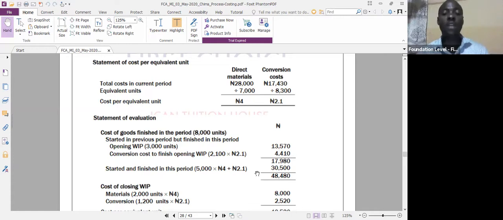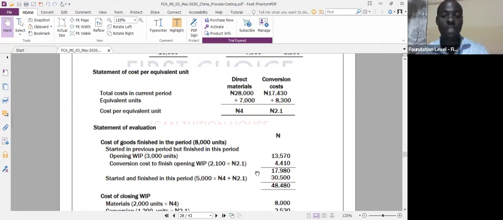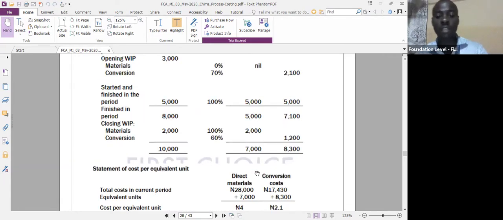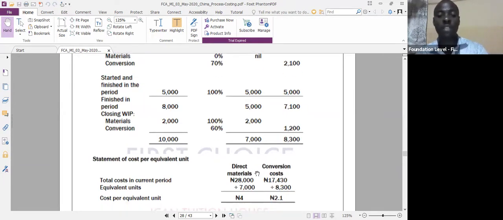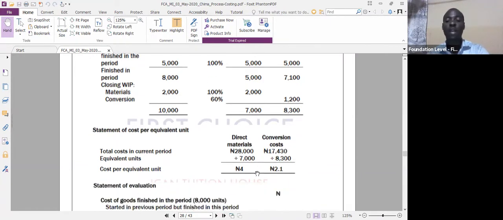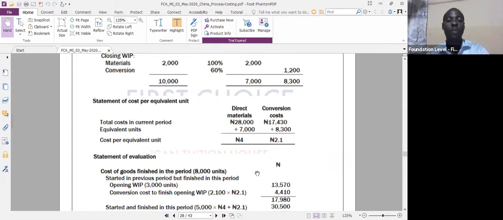The equivalent units for direct material is 7,000. We did it here, 7,000. Then for conversion, it's 8,300. Okay, so that's it. We have cost per equivalent unit is 4 naira. The other one, conversion, is 2 naira, 10 kobo.